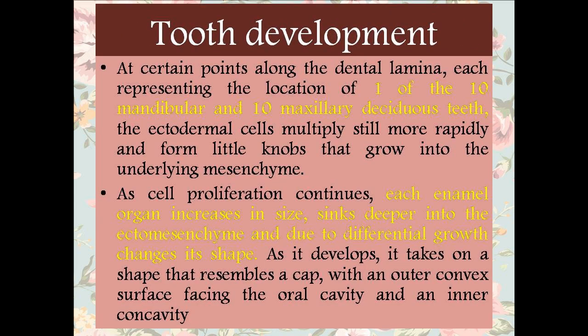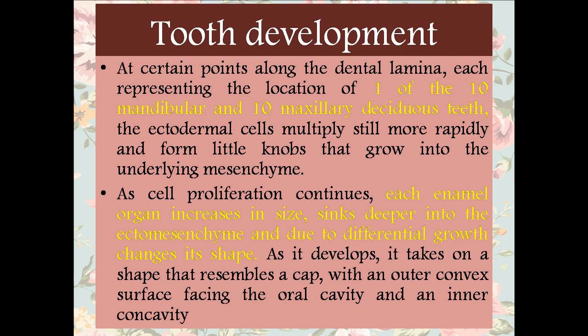Now coming to the core topic, tooth development. At certain points along the dental lamina, each representing the location of one of the 10 mandibular and maxillary deciduous teeth, the ectodermal cells multiply still more rapidly and form little knobs that grow into the underlying mesenchyme. Each of these little downgrowths from the dental lamina represents the beginning of the enamel organ of the tooth bud of a deciduous tooth. Not all of these enamel organs start to develop at the same time, and the first to appear are those of the anterior mandibular region. As we all know, the first teeth to erupt are also the mandibular central incisors.